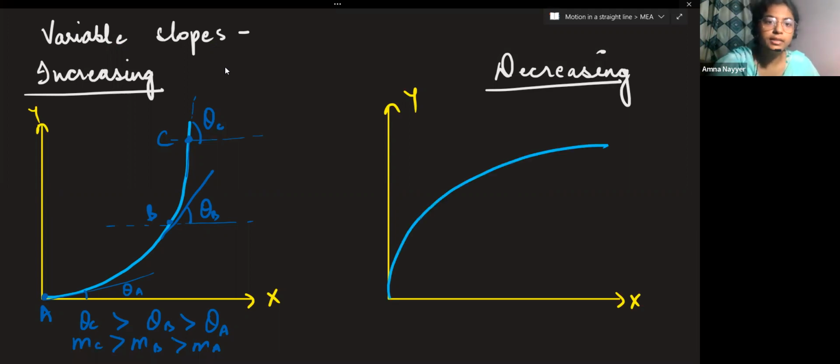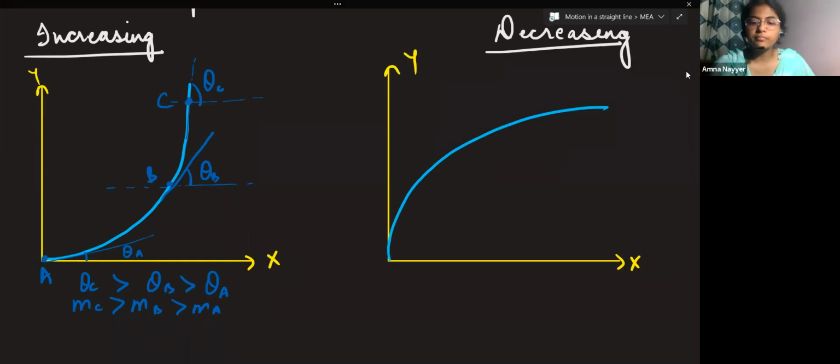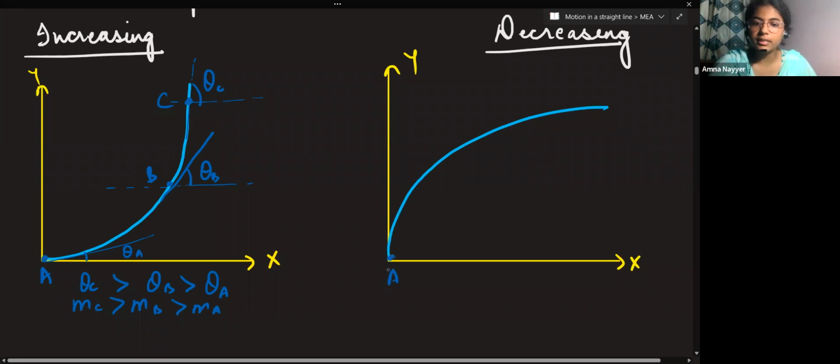Now again, how to identify this? See, for a graph of a decreasing slope, let's choose a point. Let's say point A I have taken. Fine. This is theta A. Here, there wasn't a need to draw, but let's choose this point B. If I drop a tangent here, this becomes angle theta B. Let's choose another point. Point C I have chosen. This is the x-axis. This is the tangent dropped. This is theta C.